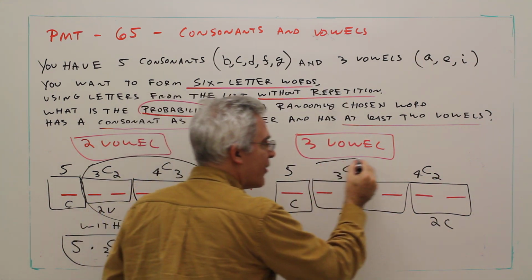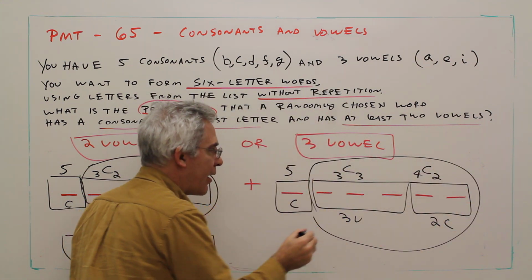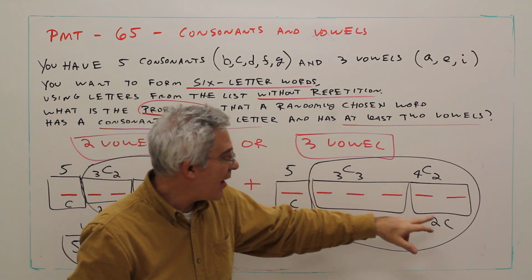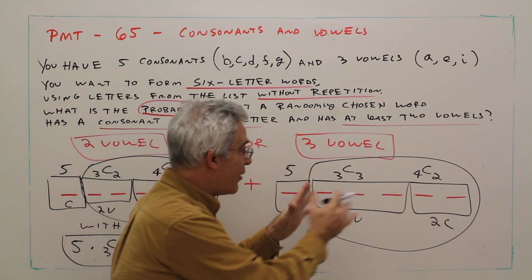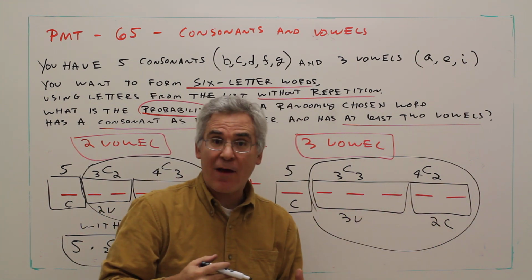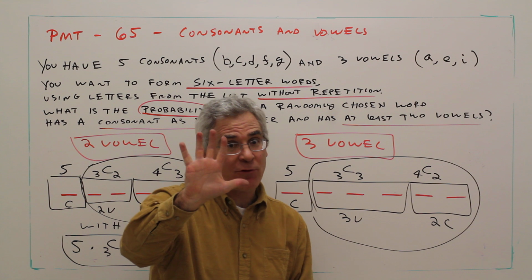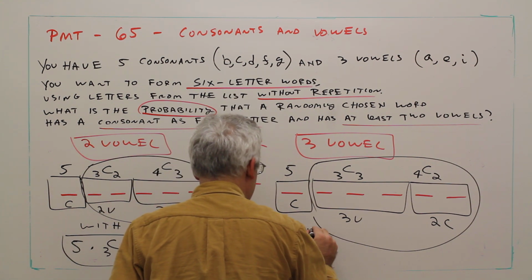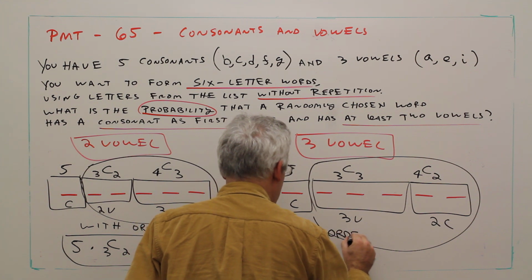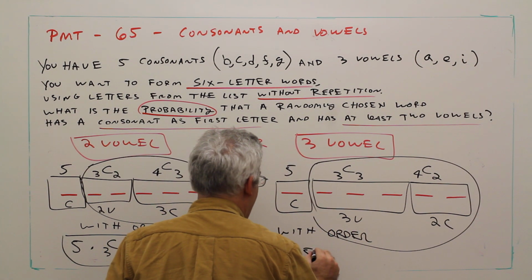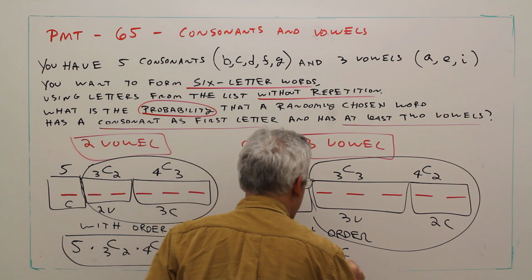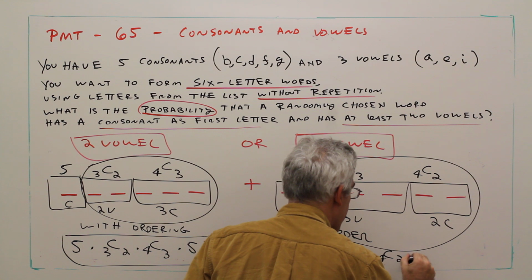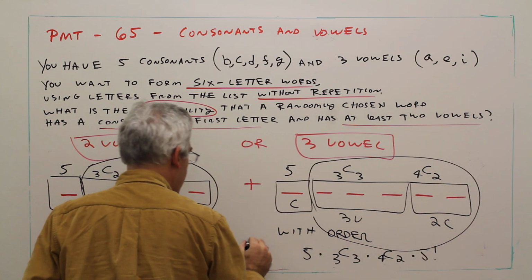All right, then the number of ways of doing that step times the 3 vowel step times the 2 consonant step. Then what I want to do is arrange those last 5 letters, and again, there's 5 factorial ways to do that arrangement. So I'll say with ordering, it's going to be 5 times 3 choose 3 times 4 choose 2 times 5 factorial.